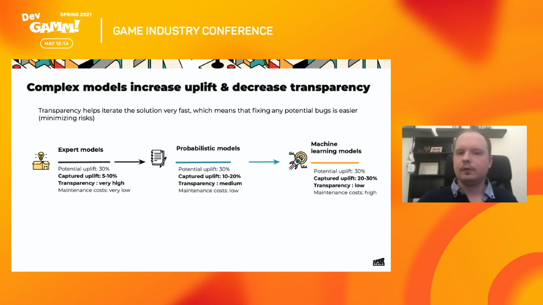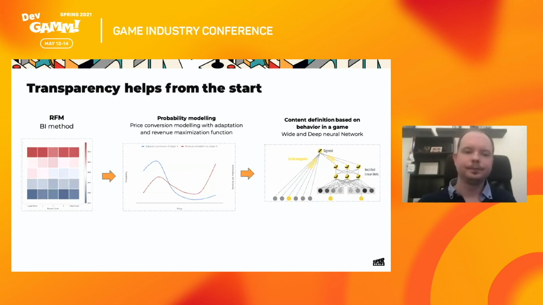Okay, so this is in general how we are doing it in practice. We always start with probabilistic modeling, but for some of you with a lot of experience, I would suggest going with expert modeling. So we start with the probabilistic, and then we move to machine learning, because of the transparency. On the left side, we have the expert model. In the middle, we have probability modeling. On the right side, we have a wide and deep neural network. This could be a natural path: starting from expert modeling, really understanding every segment, then going to probability modeling, getting a little more uplift, and then going to machine learning. This could be a 1-year project to really get that uplift.